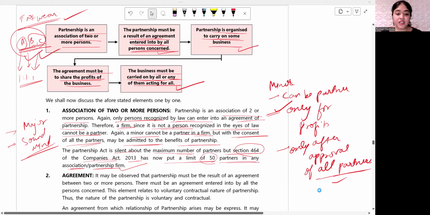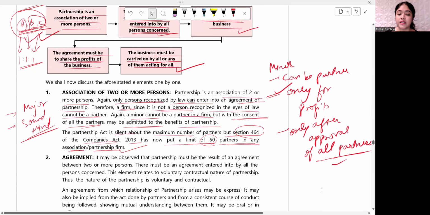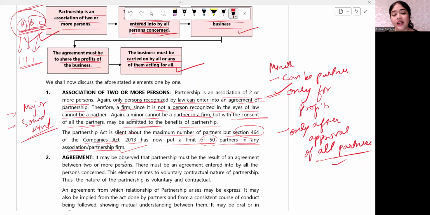Agreement. It may be observed that partnership must be the result of an agreement. An agreement is to be done for a partnership, because tomorrow if any partner denies, saying this is not my loss and this is not my profit sharing ratio, at that time we need a basis, we need a proof. That is why it is observed partnership must be the result of an agreement between two or more persons. There must be an agreement entered into by all the persons concerned. So if there are four partners, all of them have to give their consent and come together to agree in that agreement.